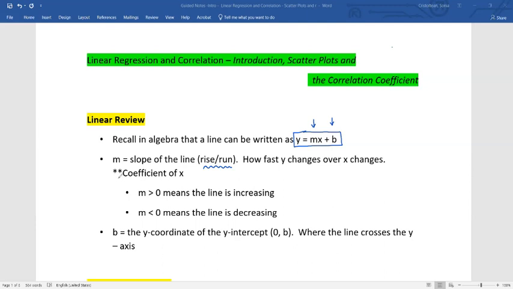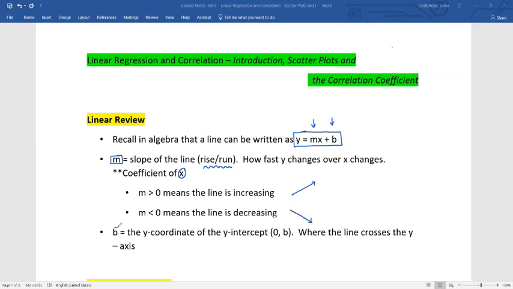This will always be the coefficient of x. So it is important to make sure that you look for x first, and then the number next to x is the slope. If the slope is positive, that means the line is increasing from left to right. It's going up from left to right. If the slope is negative, it means the line is decreasing, again from left to right.